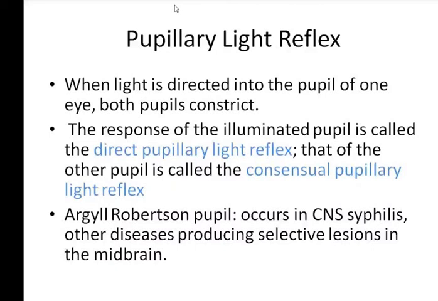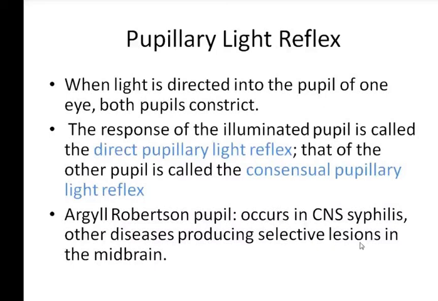On pupillary light reflex, I also told you in the practical class that when we show light on one eye, there is constriction of the pupil in that eye as well as in the opposite eye. The same eye is known as direct light reflex, and the opposite eye is known as consensual pupillary light reflex. And the Argyll Robertson pupil that I have already discussed occurs in syphilis. The accommodation reflex is present, but the pupillary reflex is absent, isn't it? So that I have already discussed.